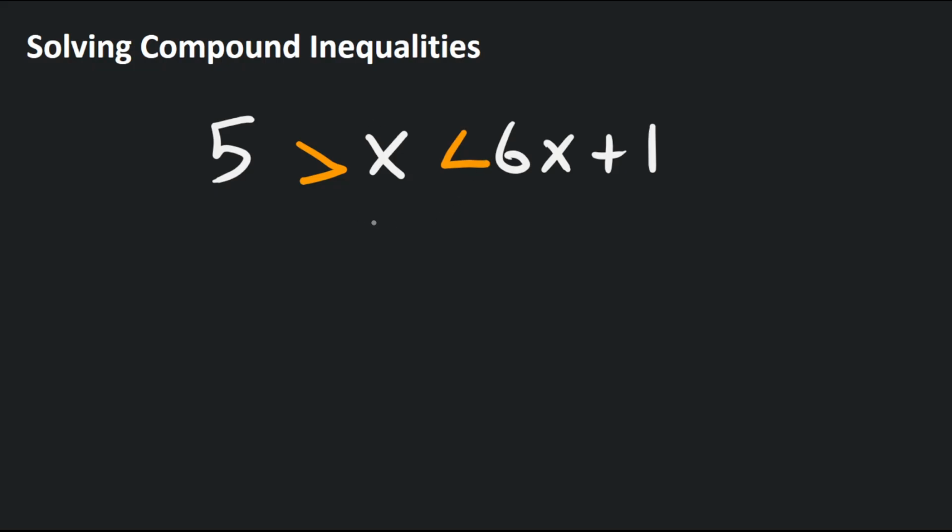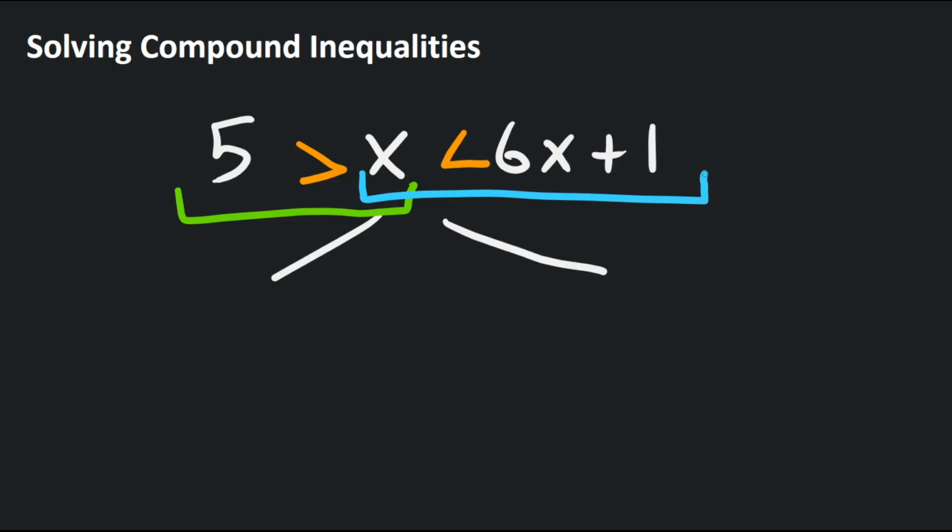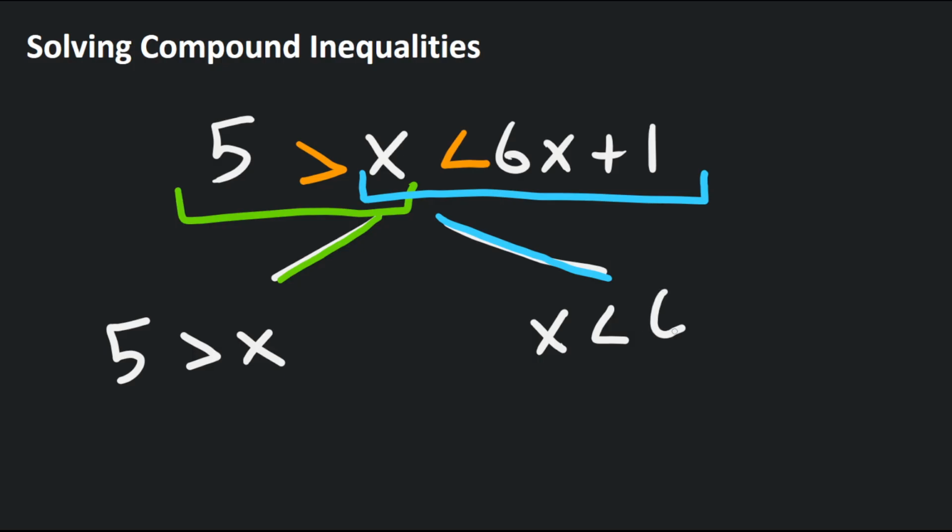What you want to do is split it up into two simple inequalities. And how are we going to split this one? Well, we have 5 greater than x in green, and we have x less than 6x plus 1 in blue. So let's write that down. We have 5 greater than x was the green part. And then the blue part is x is less than 6x plus 1.